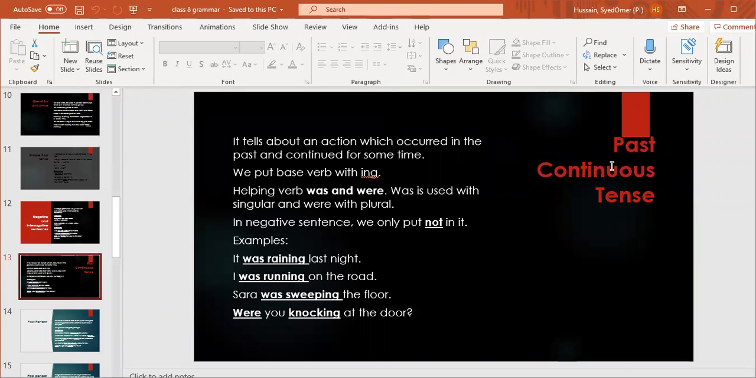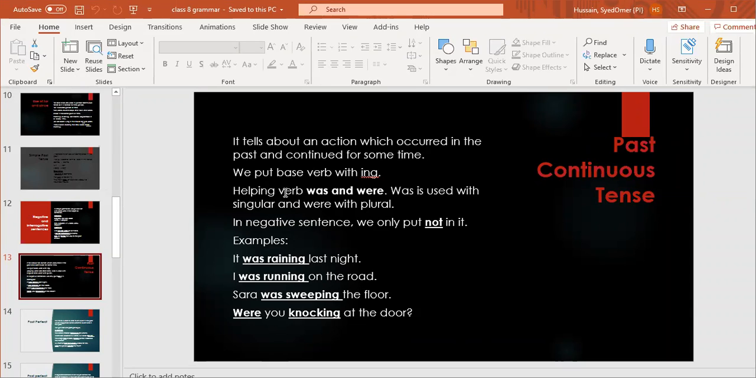As present continuous, similar is past continuous. But past continuous tells about an action which occurred in the past and continued for some time. In past continuous tense, we only need to change the helping verb. Because wherever the word continuous comes, you have to put ing with the base verb, whether it is present continuous, present perfect continuous, past continuous, past perfect continuous, future continuous, or future perfect continuous. The only change comes in the helping verb.